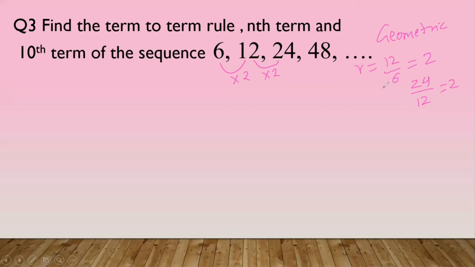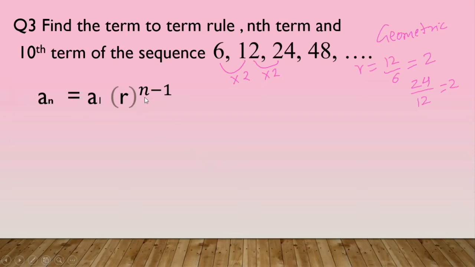Now with the help of the formula, how are we going to find it? It is easy to frame the nth term with the help of the formula. So let us understand how to frame the nth term with the help of the formula. And the formula for a geometric sequence here is an is equal to a1 into r raised to n minus 1.